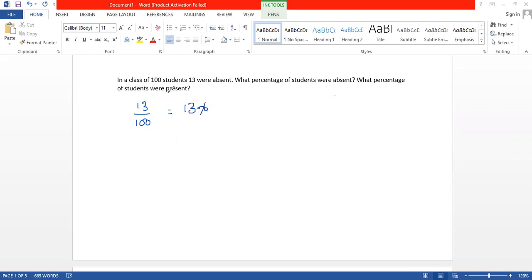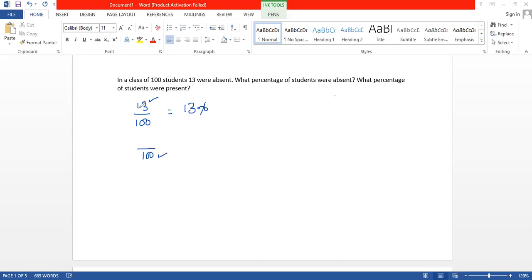What percentage of students were present? Now you need to understand over here a very important concept, that the whole is always equal to 100%. It means that if 13 students were absent, the number of students that were present would be 100 minus 13. So this is the sum. The sum is 100 over here.